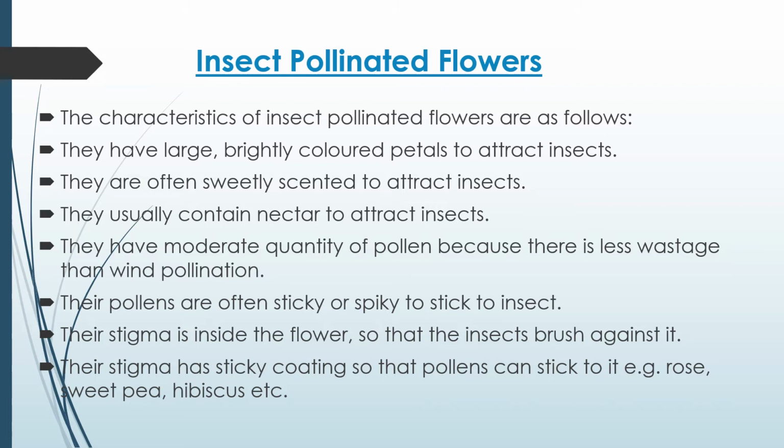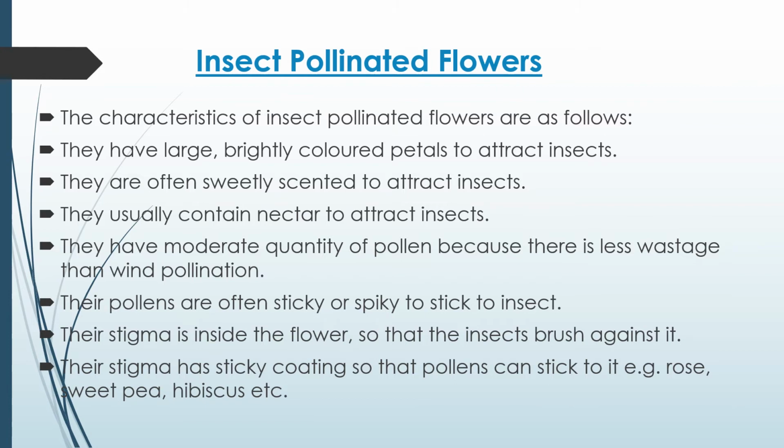They have moderate quantity of pollen because there is less wastage than wind pollination. When we study wind pollination, you will know that some pollen is wasted in wind pollination, not in insect pollination. Their pollens are often sticky or spiky to stick to insects.